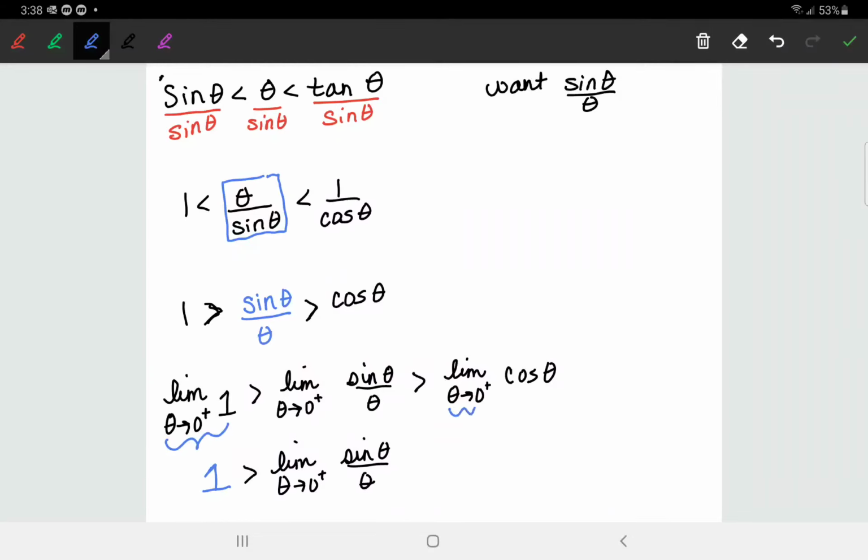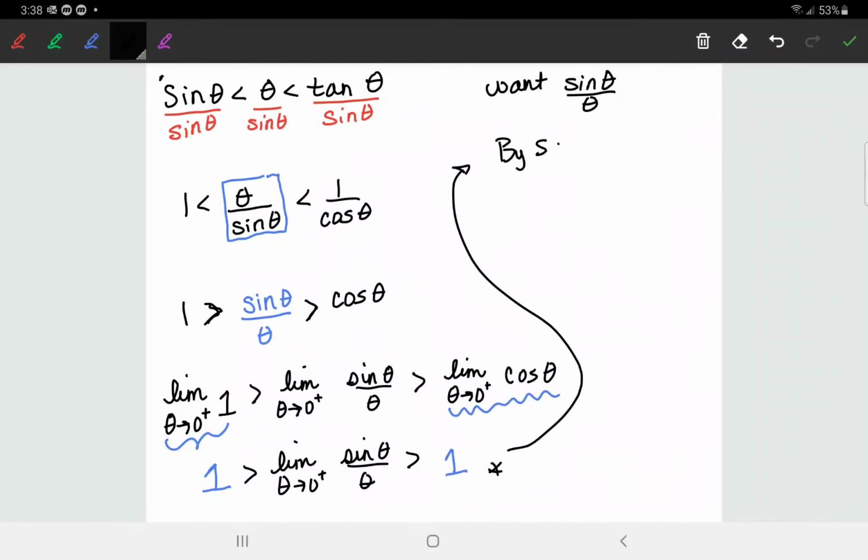And in the last video, we showed that the limit as theta approaches 0 of the cosine is also equal to 1. And that's the result we need. Therefore, we'll come back up here. Therefore, by the squeeze theorem, we've shown that the limit as theta approaches 0 from the right of the sine of theta divided by theta is equal to 1.